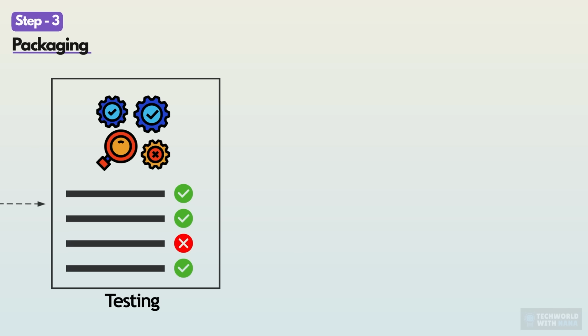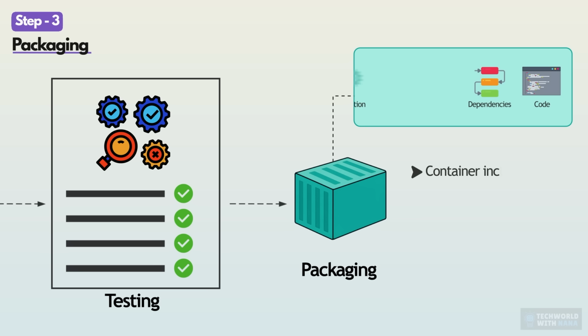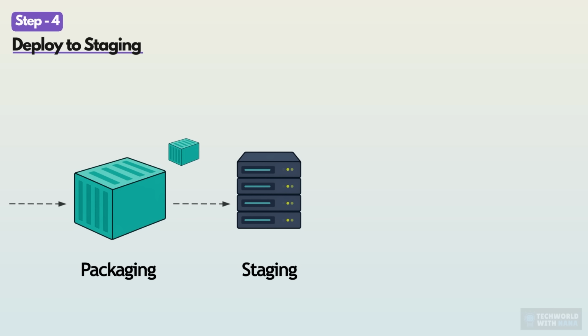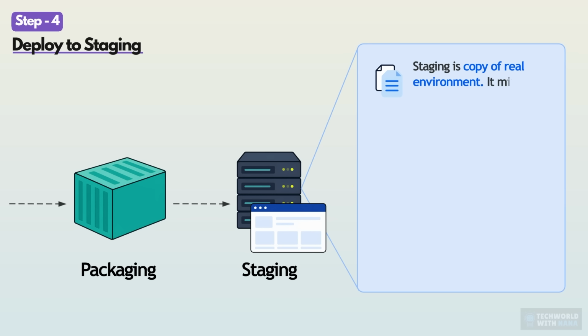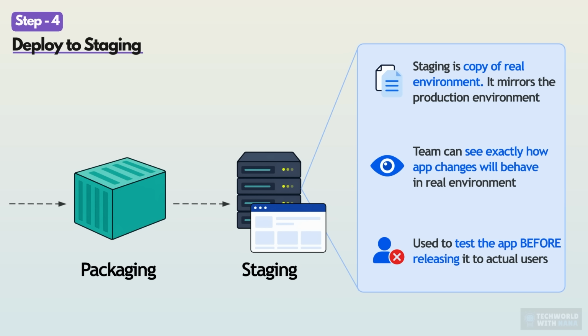Step 3, if the tests pass, the code is packaged into a container image. That's a sealed box with the application and everything the application needs packaged inside of it, so it runs the same way no matter where it lands. Step 4, the package is sent first to a staging environment. Staging is a copy of the real environment, like a simulation basically, where the team can see exactly how the application changes will behave in a real environment. Your actual users never see staging. This is for testing or preparing for the actual environment.